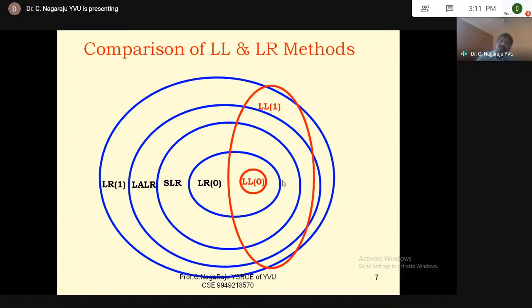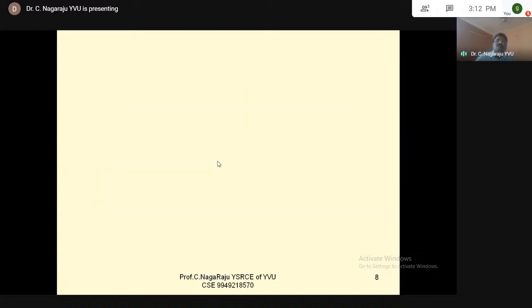You can also see that LL(0) is a top-down process, and LL(1) is also a top-down process. In the previous session I already explained these two. So now you see that.